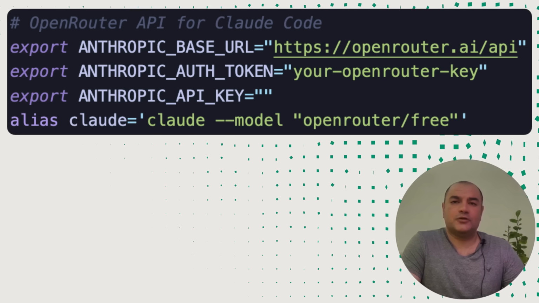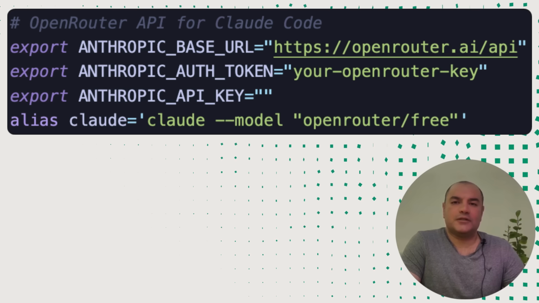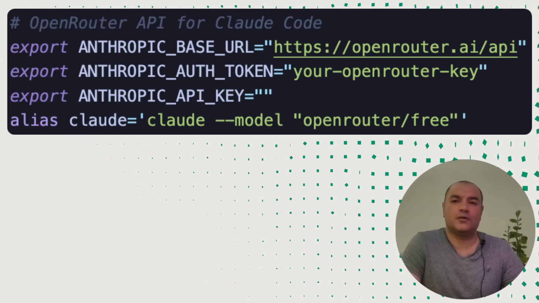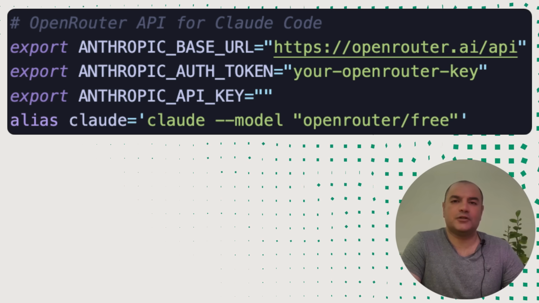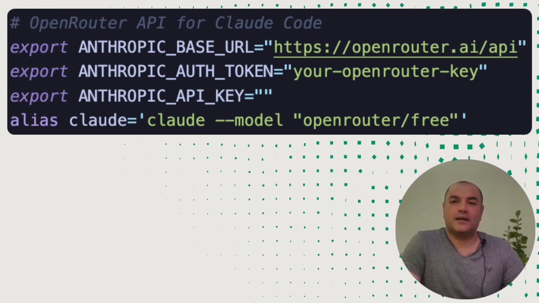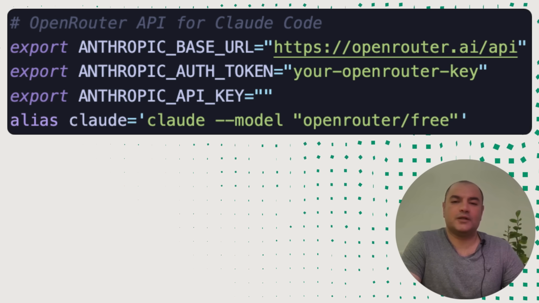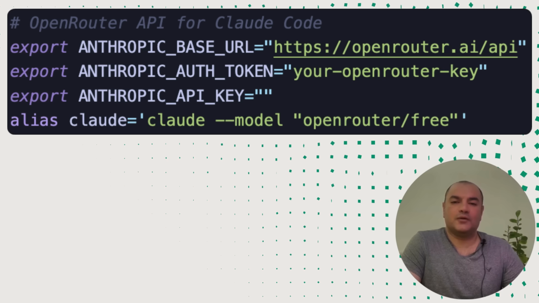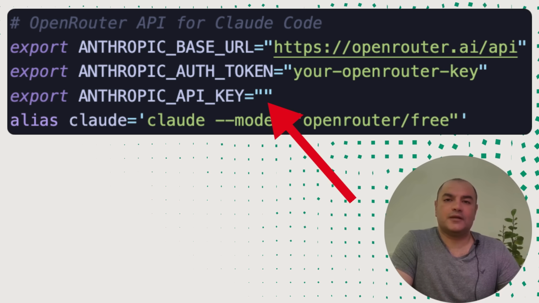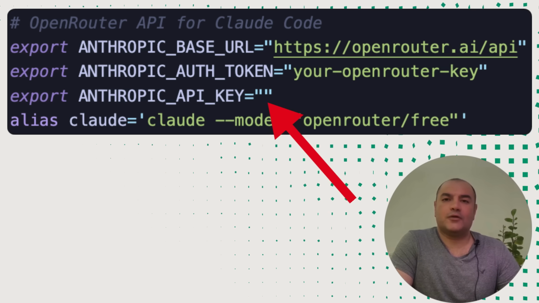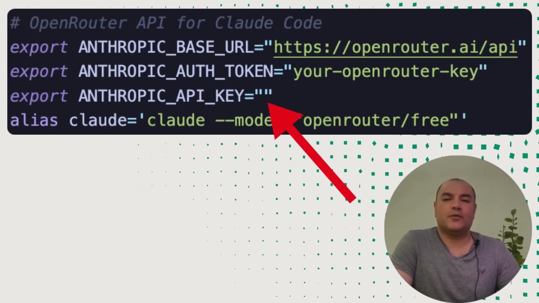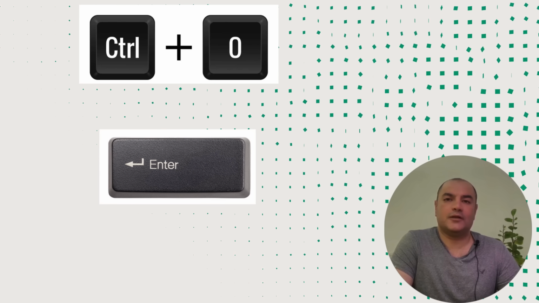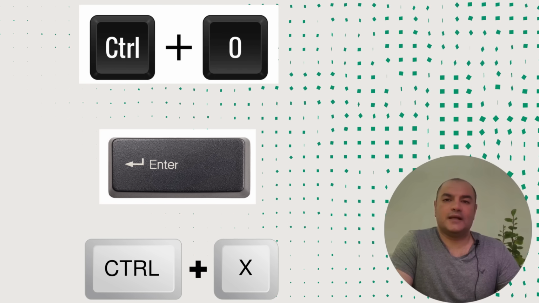For Mac or Linux users, scroll all the way to the bottom of the .zshrc text file and paste these exact 5 lines. A comment: OpenRouter API for Claude Code. Export ANTHROPIC_BASE_URL, https://openrouter.ai/api. Export ANTHROPIC_AUTH_TOKEN, your OpenRouter key. Export ANTHROPIC_API_KEY, empty. Alias claude with model openrouter/free. Notice, we purposefully leave the Anthropic key completely blank. This cuts the connection to Anthropic entirely, guaranteeing there is 0 risk of an accidental expensive API bill. For Mac and Linux, press Ctrl-O and hit Enter to save, then press Ctrl-X to exit the nano text editor.